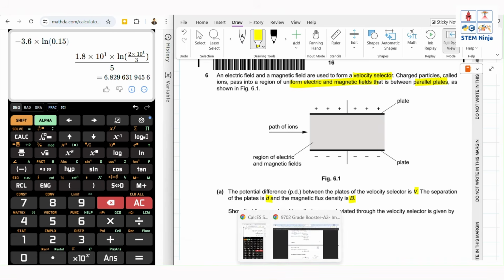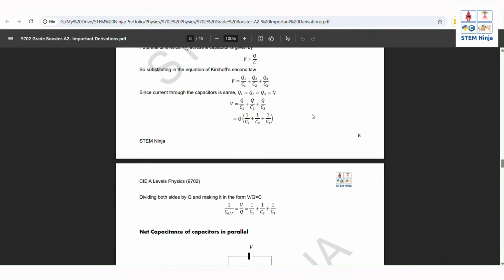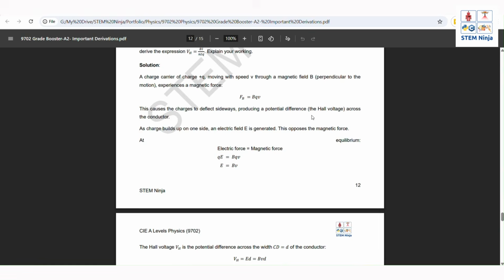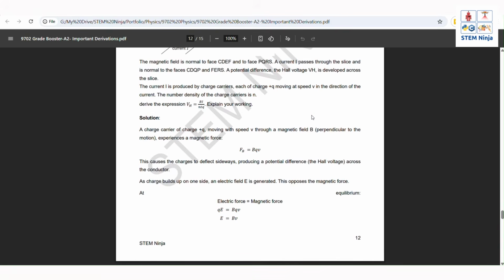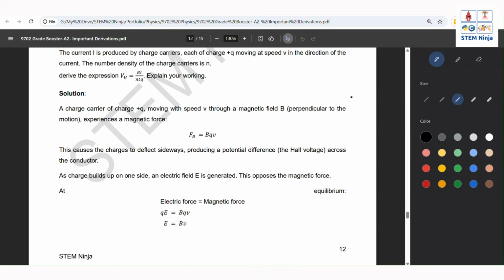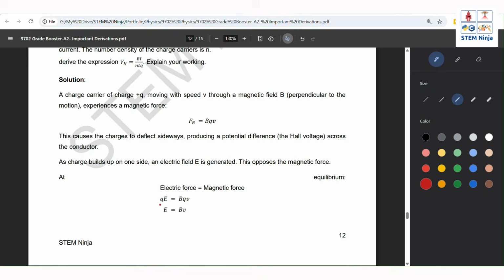Okay, again, I'll just show you in the derivations. So, since the electric force will be equal to the magnetic force, QE is equal to BQU. E we know is just V over D. So when we replace V over D here, we can get to our required form.